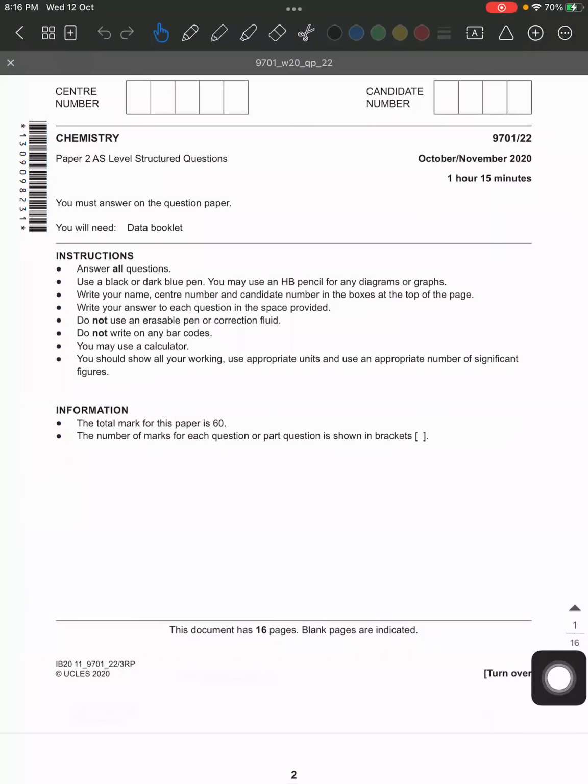Okay, so we are going to start the paper over here, which is the 2020 October-November paper, and paper 2 variant 2. You can see the overall paper is 60 marks, and you need to complete these 60 marks of questions in just 1 hour and 15 minutes.